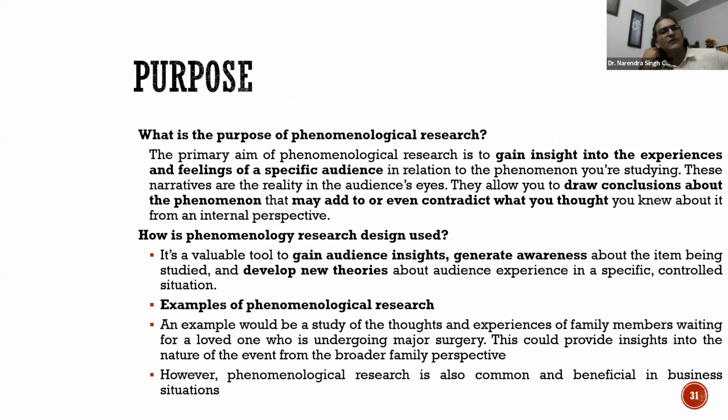The purpose is to gain insight into the experiences and feelings of a specific audience. For example, I conducted research on whistleblowing intentions of Indian nurses. My target was to interview nurses in India only and understand their whistleblowing phenomena. I wanted to draw conclusions about why they want to blow the whistle and what motivates them. These are my two research questions: what motivates nurses to blow the whistle, and what motivates them not to blow the whistle? These two guiding questions helped me conduct my research.